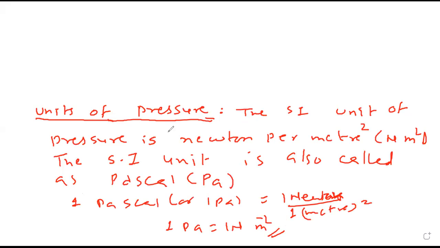So what is the SI unit of pressure? Pascal, or Newton per meter square. Write down this unit: Newton meter raised to minus 2, or it is called Pascal. 1 Pascal means 1 SI unit.